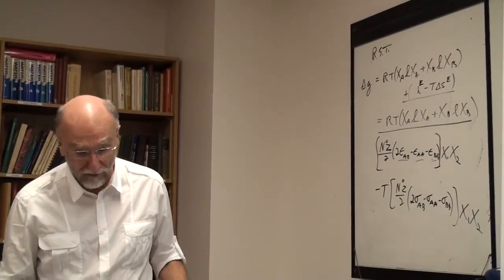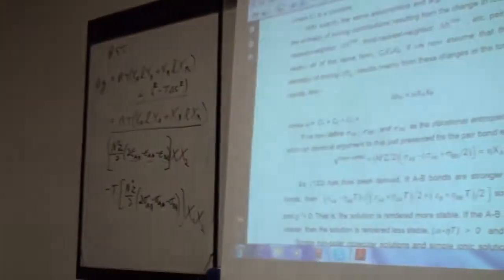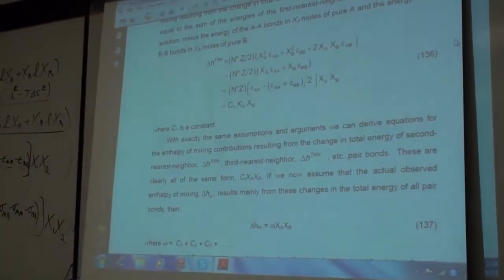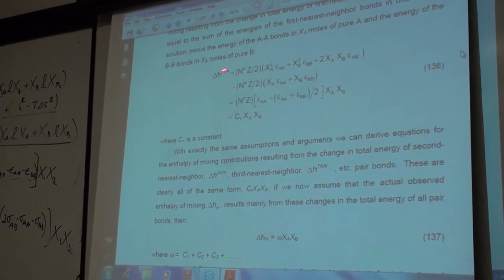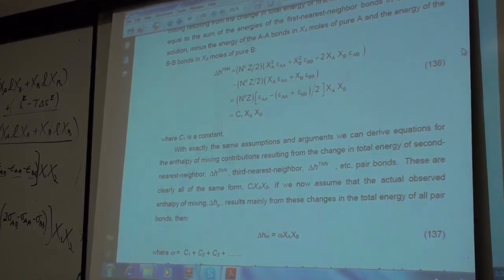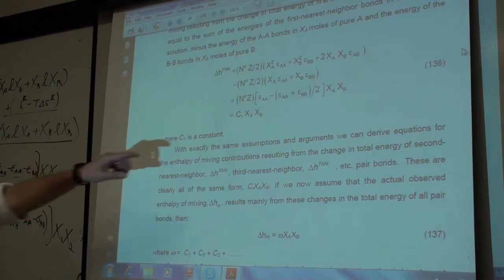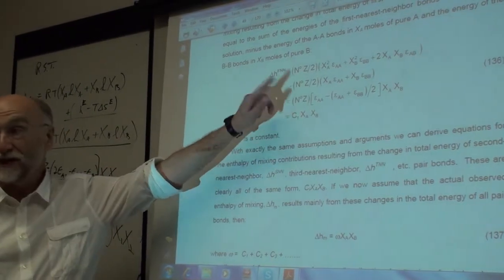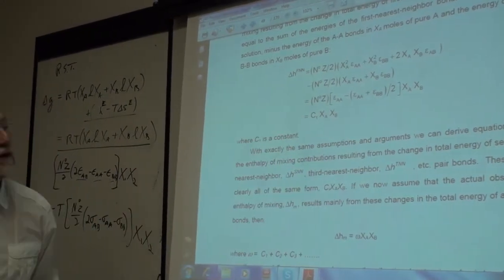And that was for the first nearest neighbor bonds, but you get exactly the same expression for the second nearest neighbor and the third nearest neighbor bonds. These are just the energies of second, third, fourth, fifth nearest neighbor bonds. So all the delta H for second nearest neighbor, third nearest neighbor, all look the same. They have different Zs and different epsilons, but it's the same functional form. So you end up finally with a term where C1 is the sum of the first nearest neighbor, second, third, fourth. It's still the same.